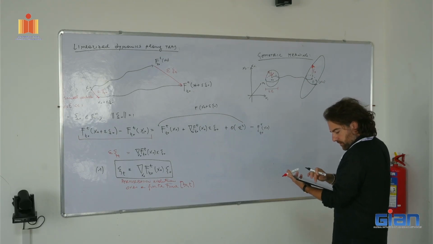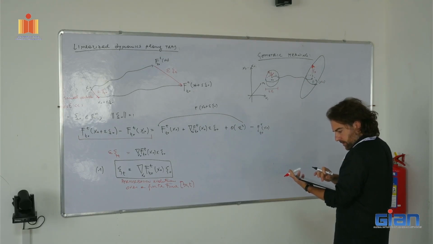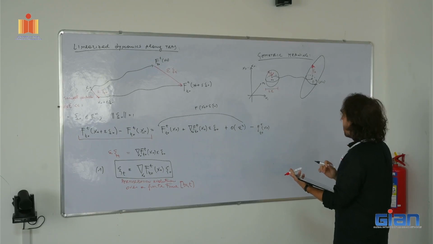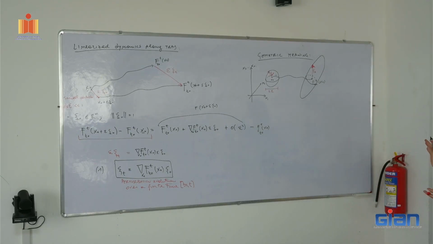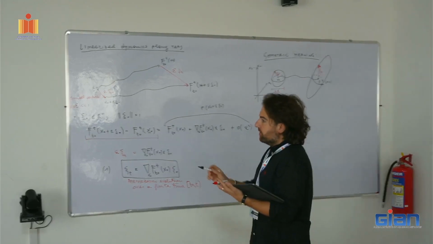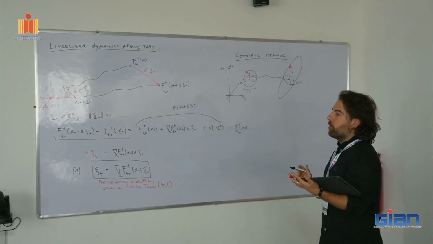Okay, so now let's compute. In a little bit we're going to introduce the Cauchy-Green tensor and the finite-time Lyapunov exponent. But before we go there, let's try to compute the Jacobian of the flow map for our example.